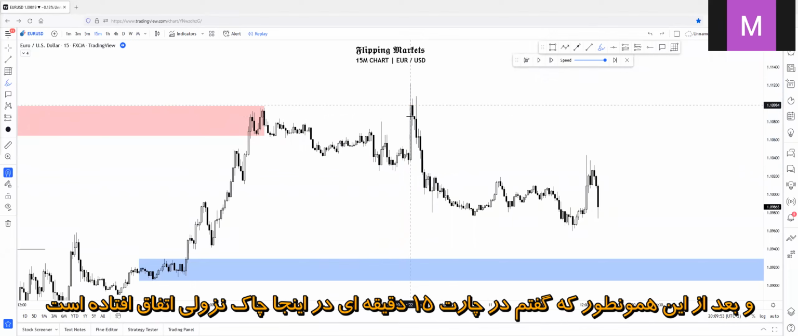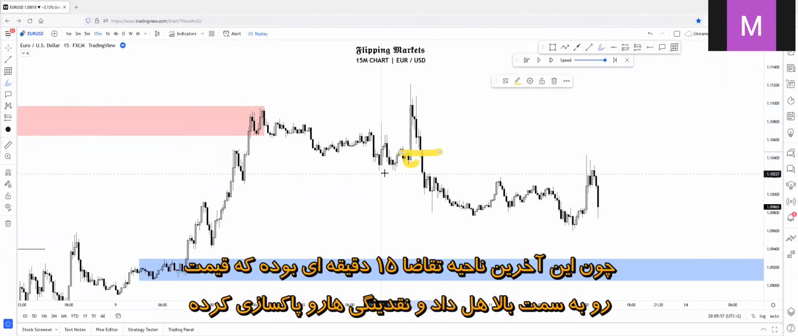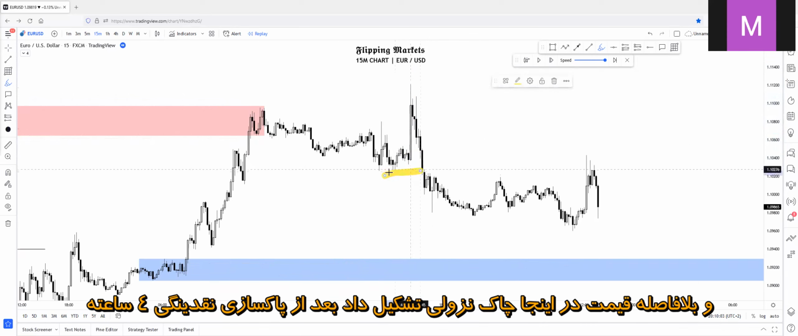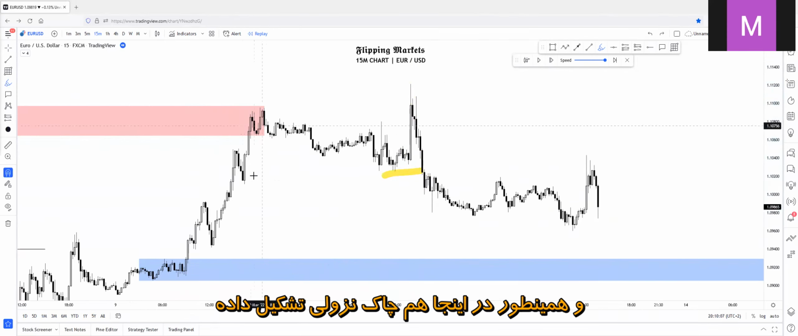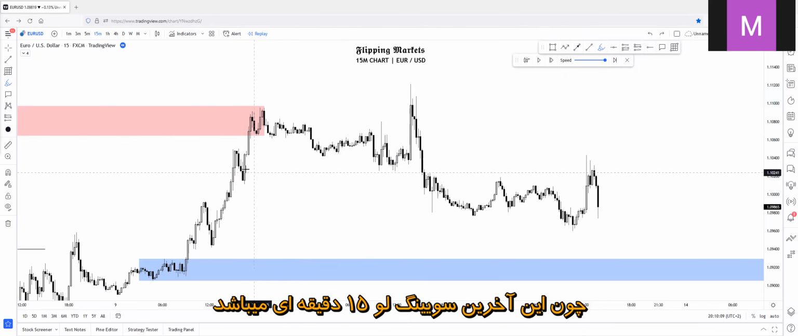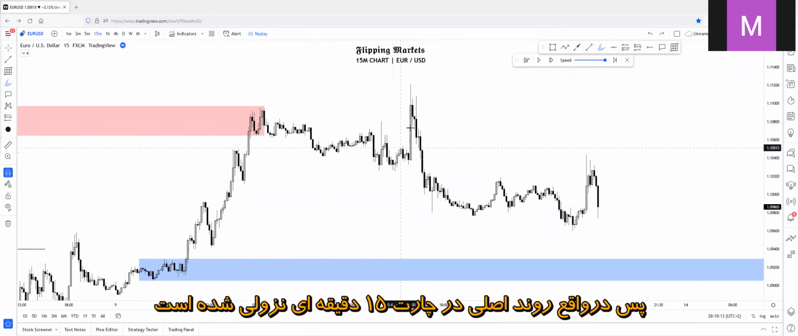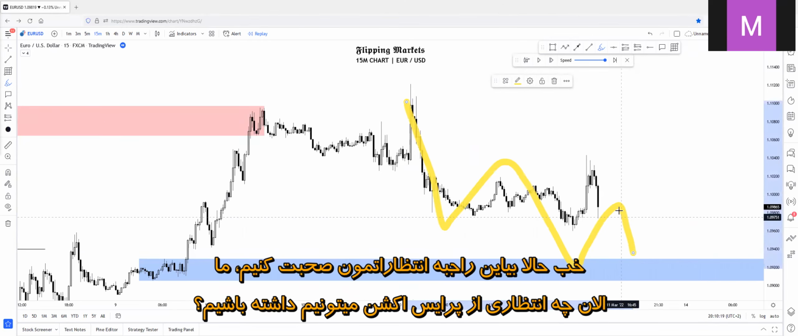And after this, as I said, the 15-minute chart has changed character to the downside, because this was the last 15-minute demand level that pushed price to new highs, swept the liquidity, and price immediately changed character on the 15-minute chart after the liquidity sweeping movement on the 4-hour chart. It also changed character here to the downside because this was the last swing low on the 15-minute. So basically, our main trend has changed to bearish on the 15-minute chart. So our main trend is bearish on the 15-minute chart.